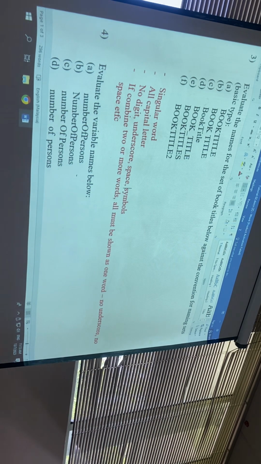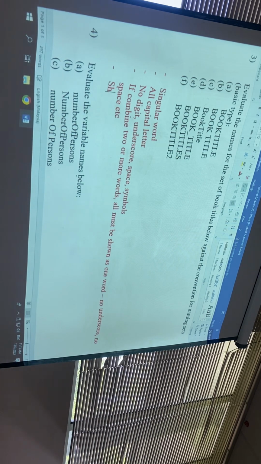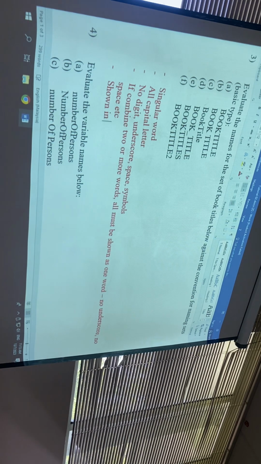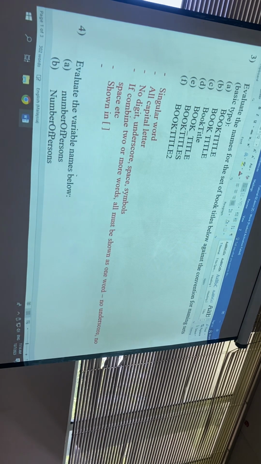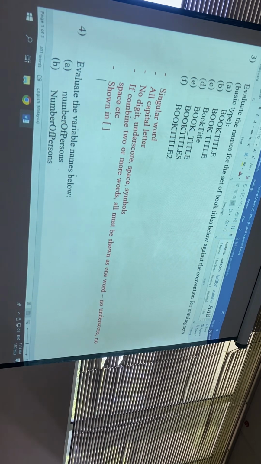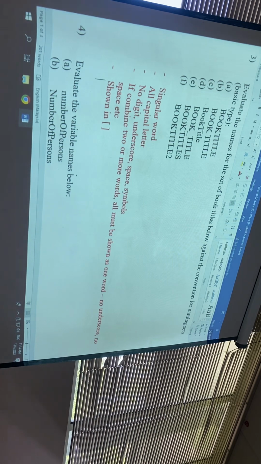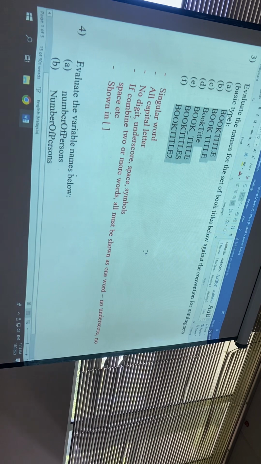And then shown in subscript symbol. Shown inside the subscript. So that is actually the basic type, the guideline for basic type. So among all the lists here, which one is a valid basic type?